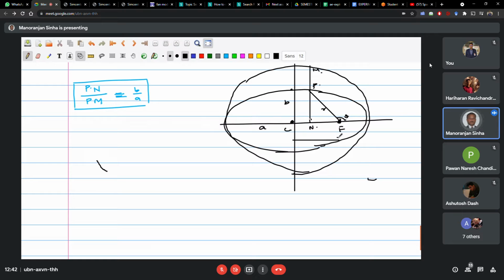So the quantity from here to here is a times e, and this quantity is a times 1 minus e. And then the angle, this is the eccentric anomaly. E and theta are connected together through certain equations.